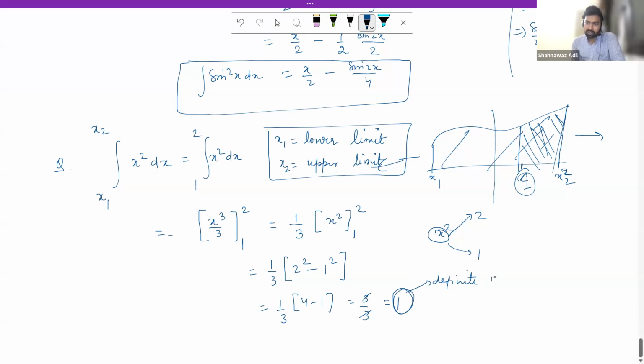If I didn't add any limits, then the integral of x squared dx would simply be x cubed by 3, plus a constant, so this can be anything. This answer is not definite. But whenever I put some limit, it becomes a definite answer. So that is the difference between the definite integral and indefinite integral. So note this down and then I will give you one question.